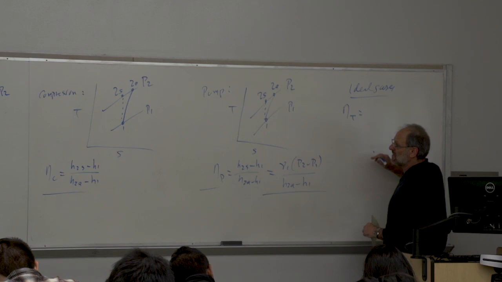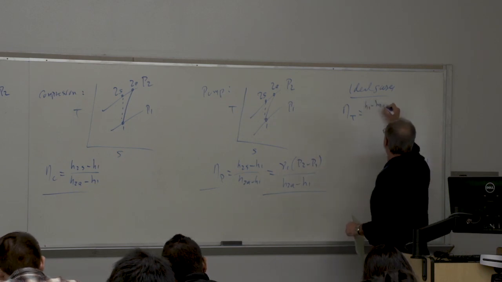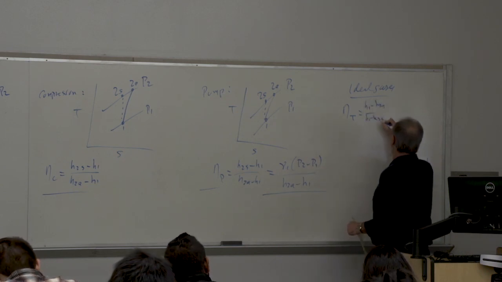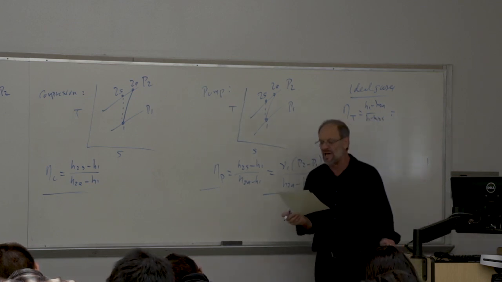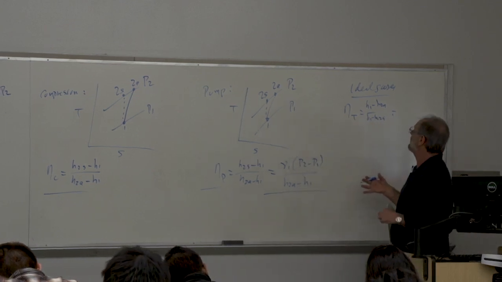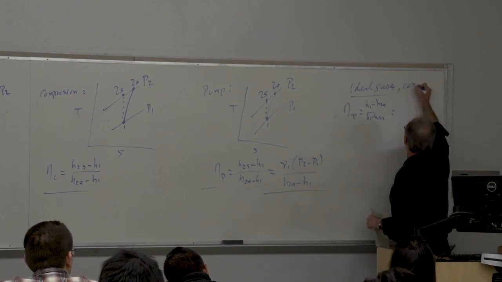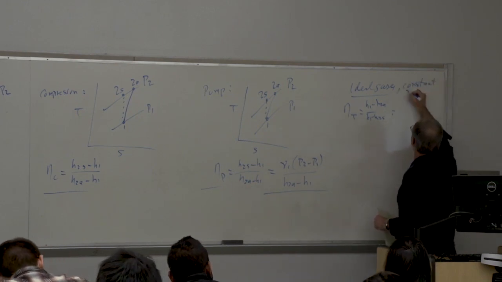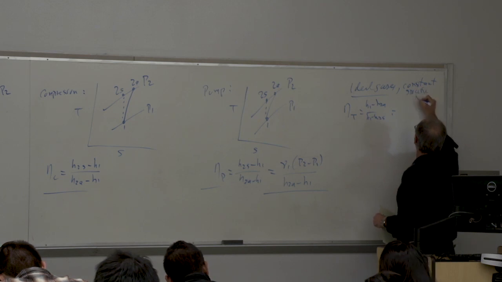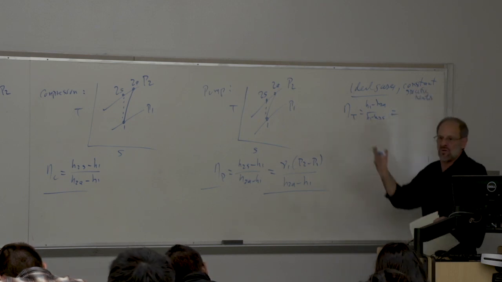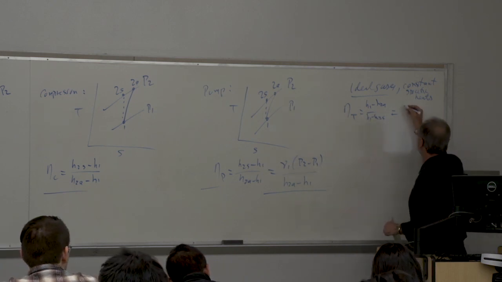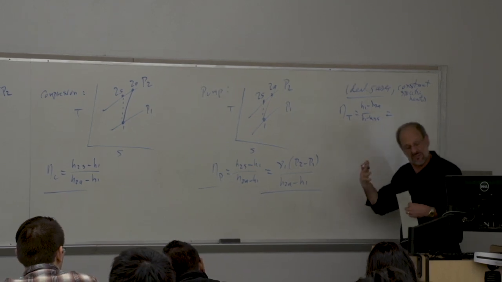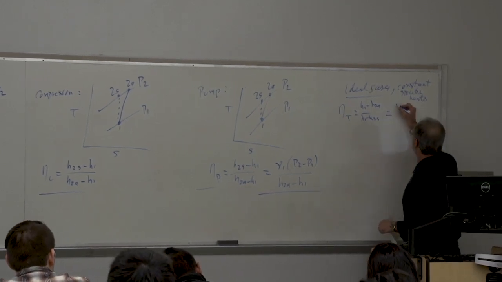Well, we know the basic equation, right? It's just H1 minus H2A over H1 minus H2S. I think this was presented just a moment ago. I didn't really derive it. But what we want to look at now is the case of constant specific heats. So if we have an ideal gas with constant specific heats, well, we know what the enthalpy change is. It's just Cp times delta T.